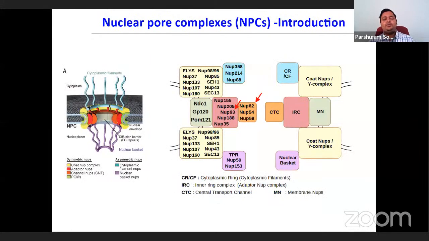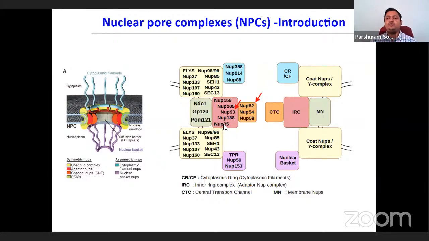So we know there are different types of proteins which make up nuclear pore complexes. As I said, there are about 30 different types of protein, and different components are made up of different types of nucleoporins. For example, here I'm showing in the green highlight the transmembrane nucleoporins, NDC1, GP210 or POM121. These are the nucleoporins present in the nuclear membrane. And they provide an anchor to the other complexes, such as the adapter complex, which is made up of 5 different proteins: NUP155, NUP205, NUP93, NUP188, and NUP35.